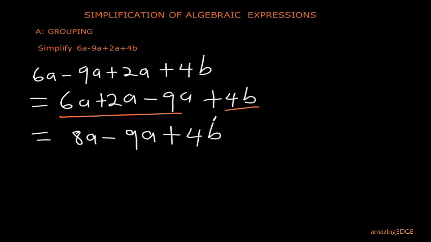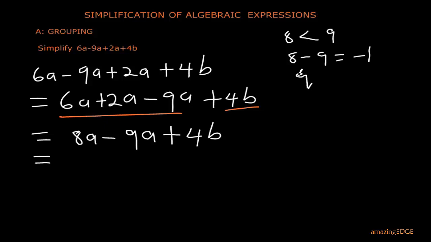We can handle 8A and minus 9A. So, what do we have? You see we have 8A minus 9A because you can see that 8 is less than 9, okay? So, when we have now 8 minus 9, it's going to give us what? A negative value. So, that will give us minus 1 because 8 is less than 9.